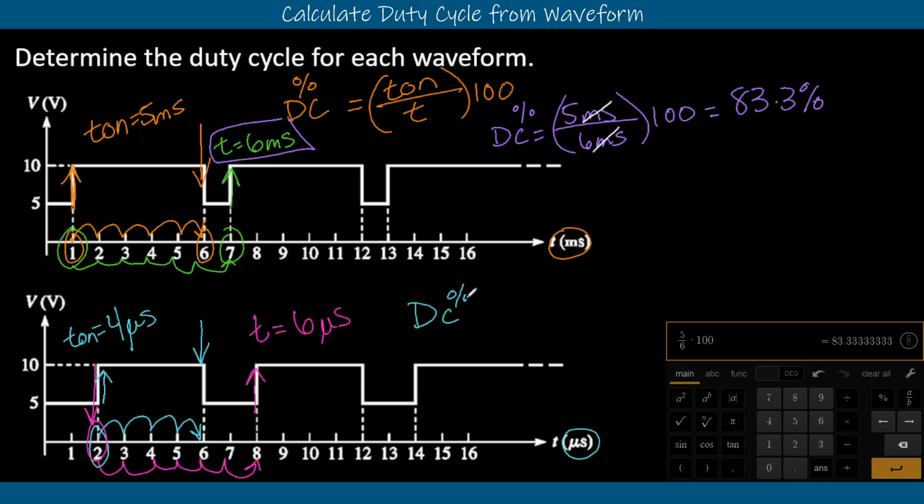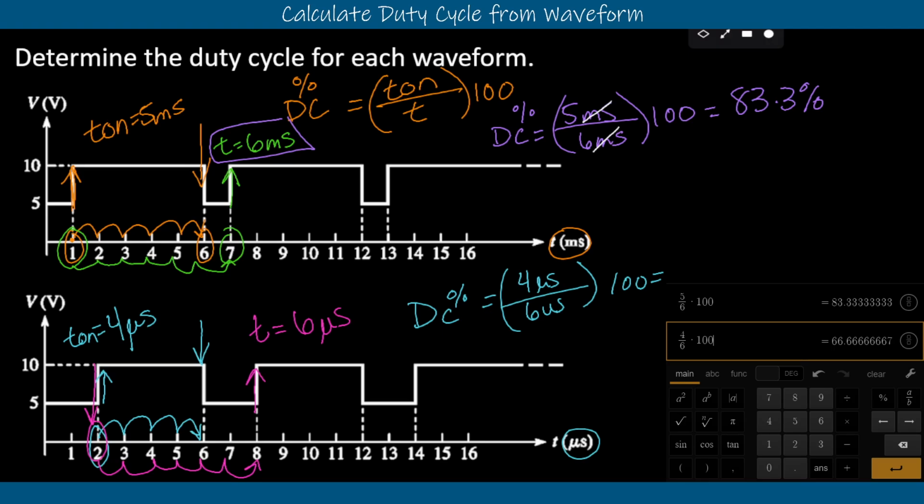Duty cycle is a percentage equation. It is our time on 4 microseconds divided by our time total, our period, 6 microseconds, multiplied by our 100 to get our percentage out. So we'll do that here. Note that those microseconds will cancel out. So 4 divided by 6 multiplied by 100, 66.6, so 66.7%. Right? That's our duty cycle for this one.